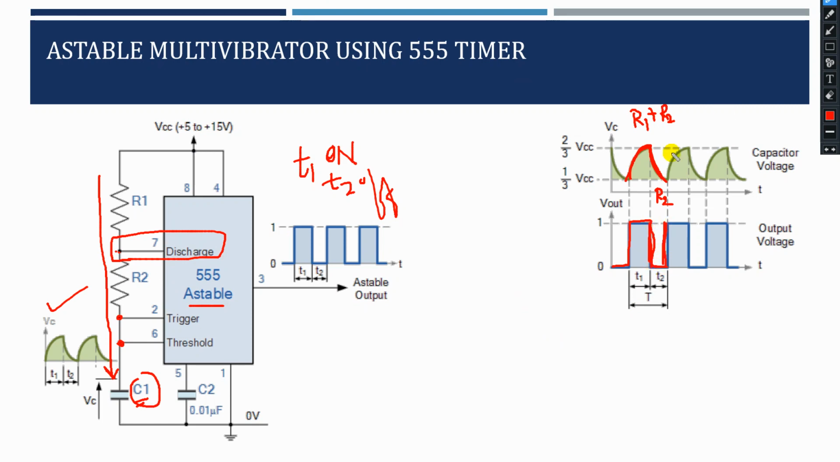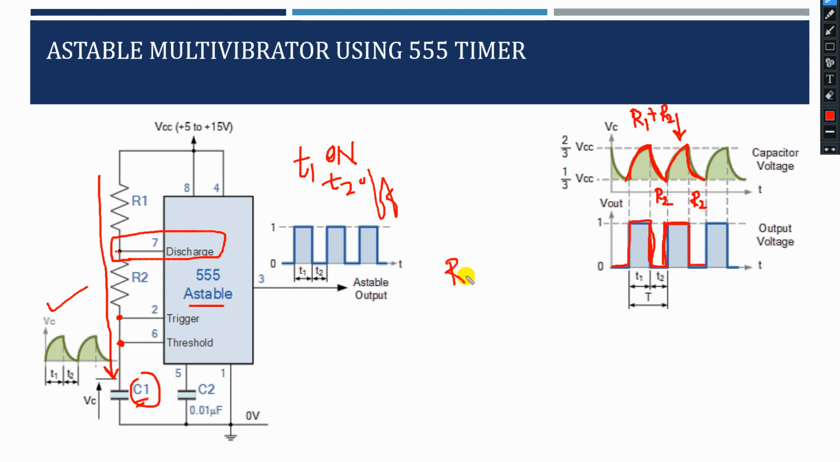Again the cycle repeats. Again the capacitor starts charging, which needs the combination of R1 and R2. When the capacitor starts charging, the output remains high. Again it starts discharging, and R2 comes into the picture because it is discharged through pin 7. So it's a very simple astable multivibrator.